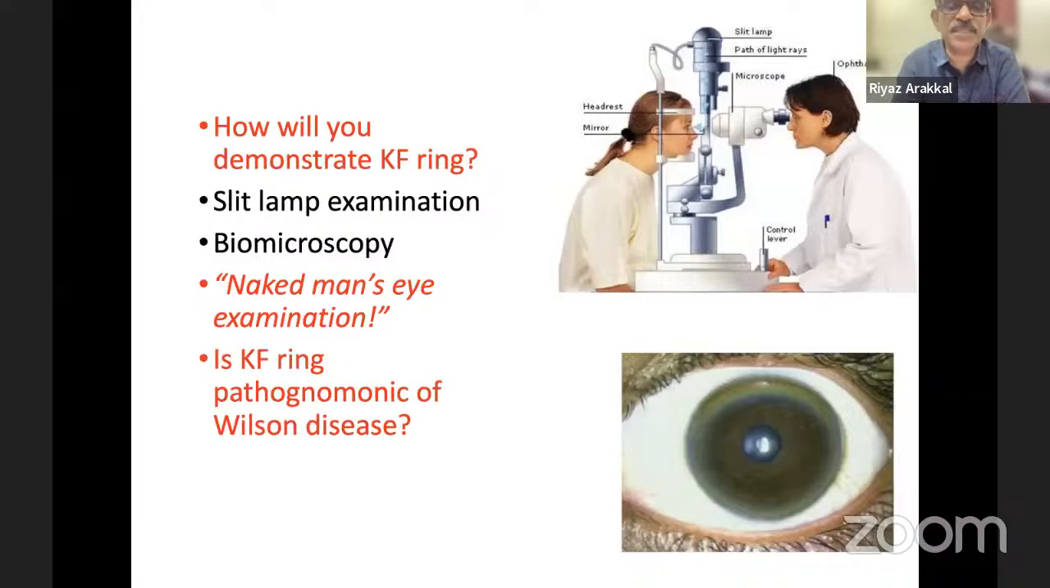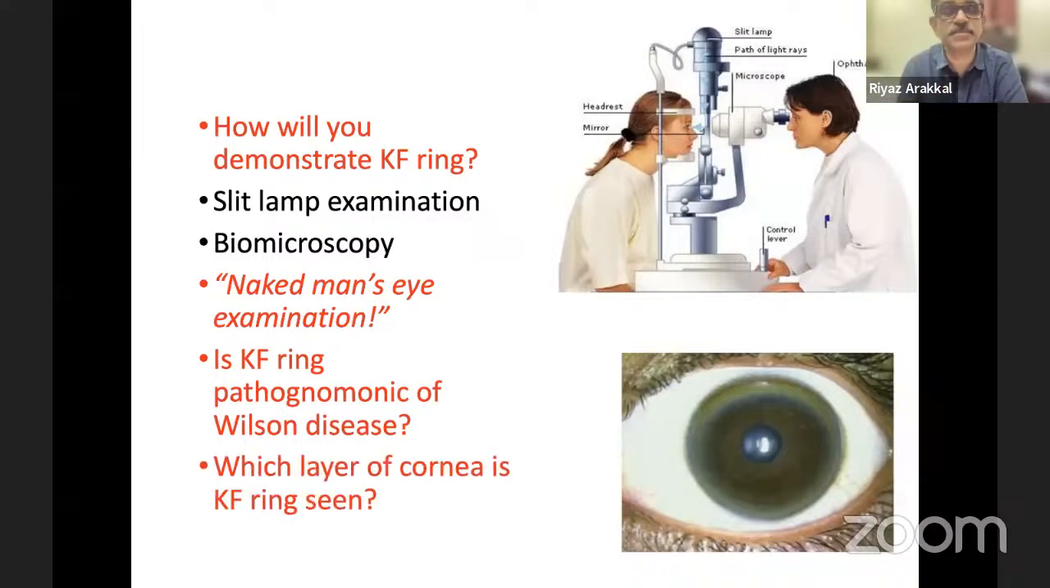Okay, is KF ring pathognomonic of Wilson disease? What does pathognomonic mean? It means it's seen only in Wilson disease. Is it pathognomonic of Wilson disease? No, it can be seen in other liver diseases also. Which liver disease? Cholestasis. Any patient with prolonged cholestasis or even prolonged jaundice can show a KF-like ring also. So the KF ring is seen not only in Wilson disease, but also in any patient with prolonged cholestasis.